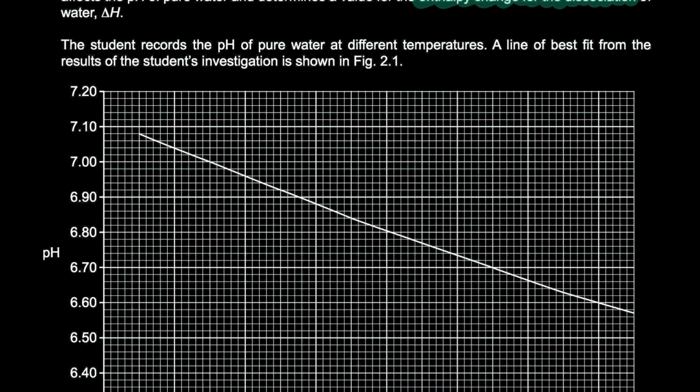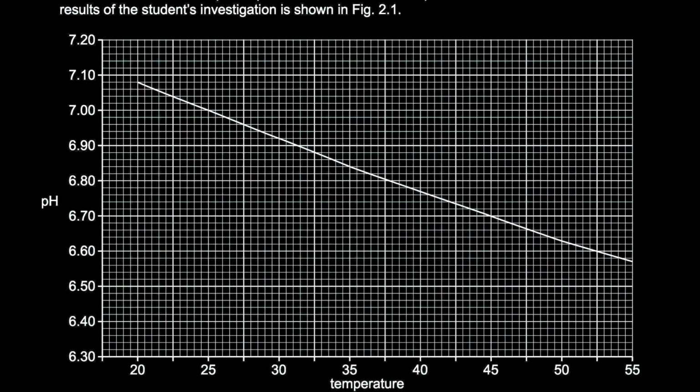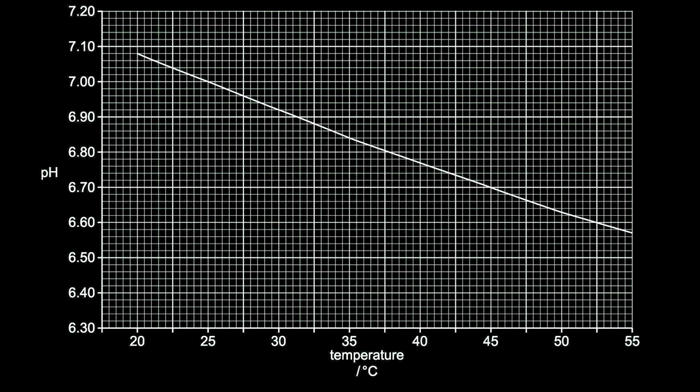They've given us the graph of the pH of pure water against the temperature. And again, as temperature increases, the pH is decreasing. In other words, the concentration of H+ and OH- is increasing. The equilibrium is shifting to the right, resulting in a higher concentration of H+ and therefore a lower pH. So that means the reaction must be endothermic.